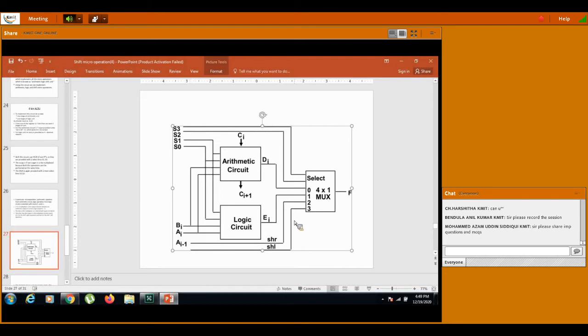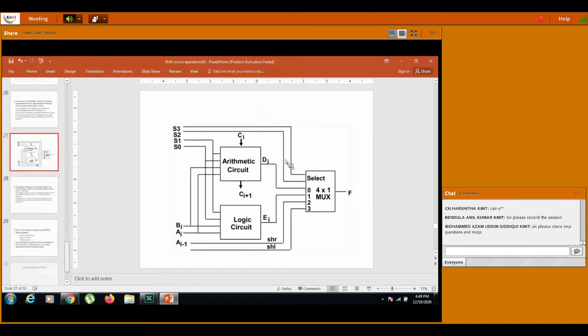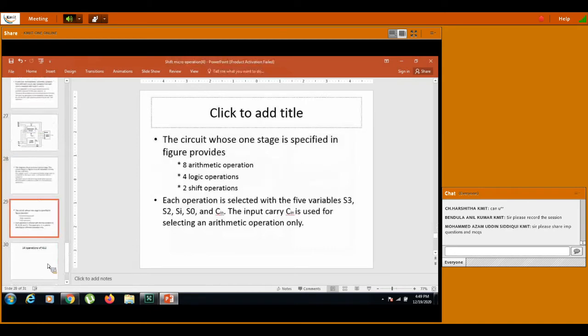You are having another signal over here. You can see here, right? The down signal, that is BI minus 1. Now you connect all this to the multiplexer. The arithmetic circuit output will be DI and the logic circuit output will be EI. These are the logic circuit output, the arithmetic circuit output, and the shift right and shift left, and these are the signals which are given. All are connected to the 4-in-1 multiplexer to get the output F. That is what is given in the slides.